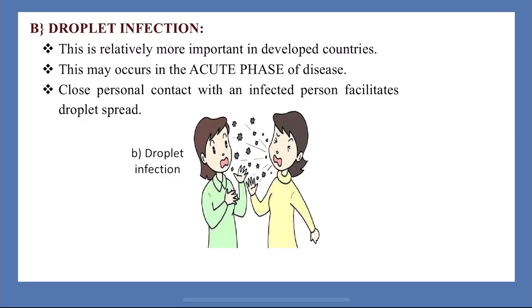This may occur especially in the acute phase of the disease, where the virus is occurring in the throat. Close personal contact with the infected person is going to facilitate the droplet spread. This mode of transmission is more important in the developed countries where fecal transmission is remote.